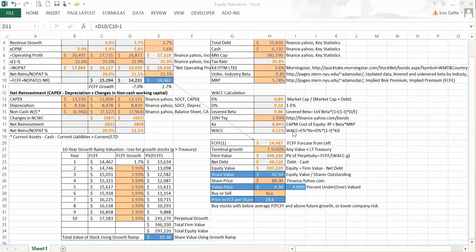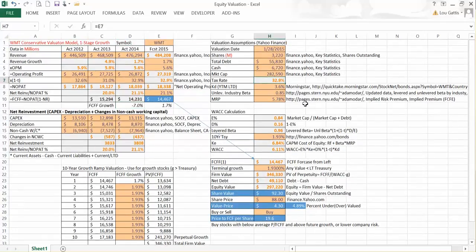Today I'm going to talk about a DCF, or discounted cash flow model, used to value a stock. And the example I'm going to use is a valuation of equity of Walmart.